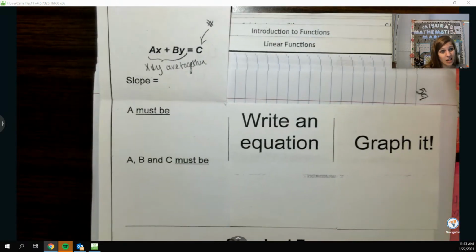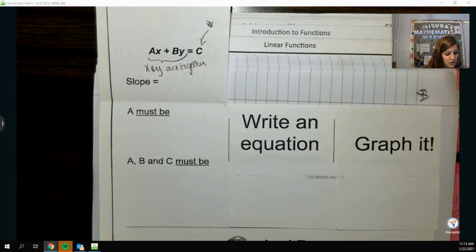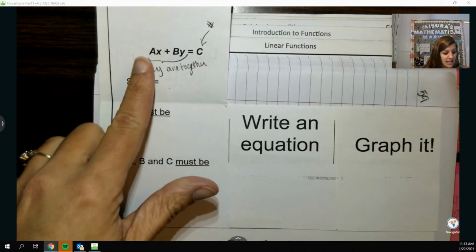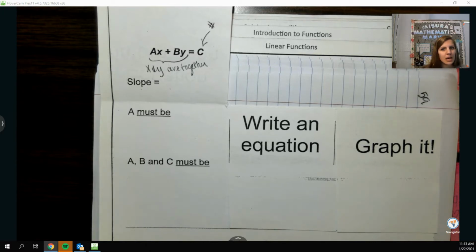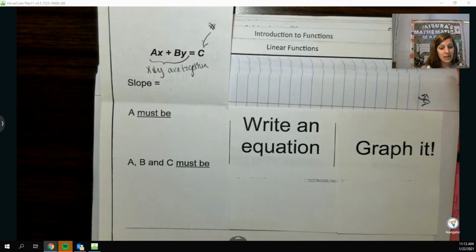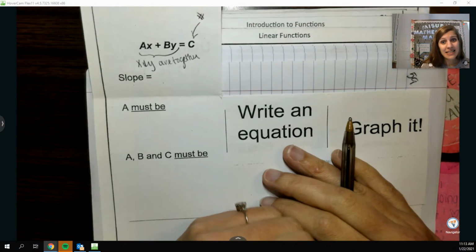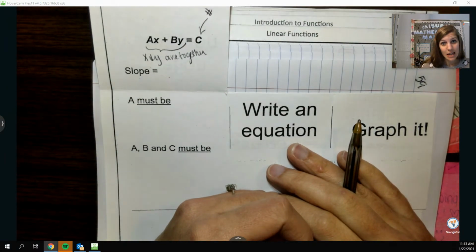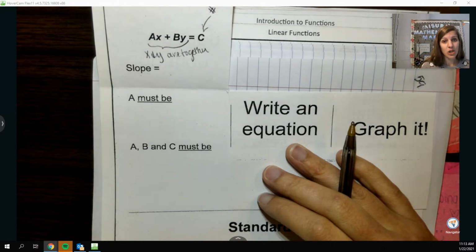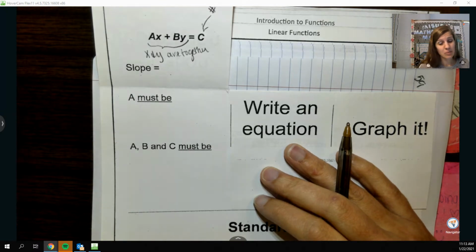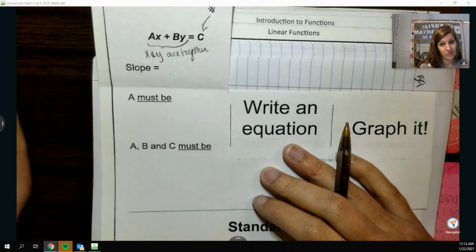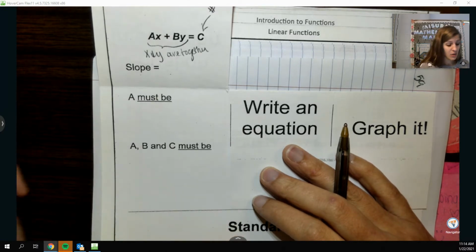Now, the unfortunate thing about standard form is that A, B, and C don't tell me anything about the graph. When I'm in slope-intercept form, I can easily see the slope and the y-intercept. The same thing is true in point-slope form. I can easily see the slope and a point, so I can graph really efficiently. A, B, and C aren't anything. It's not slope, it's not a point, it's nothing. It's super unhelpful when it comes to graphing and also writing the equation.